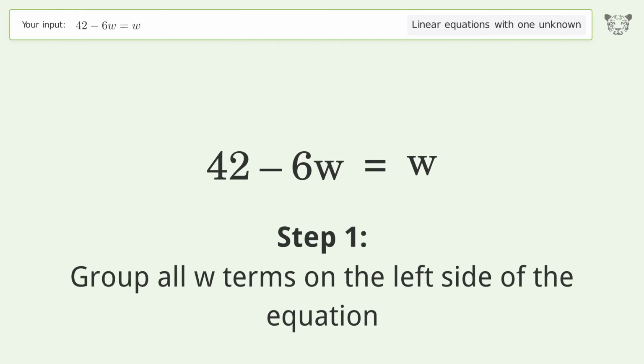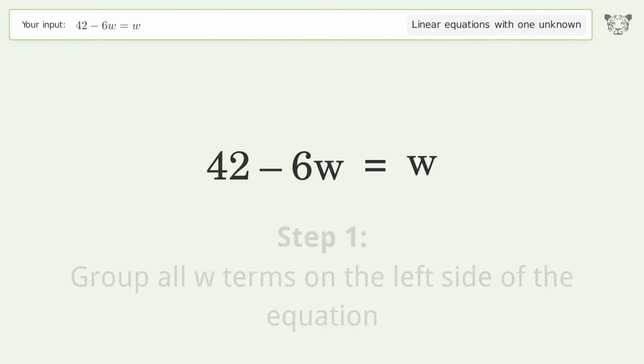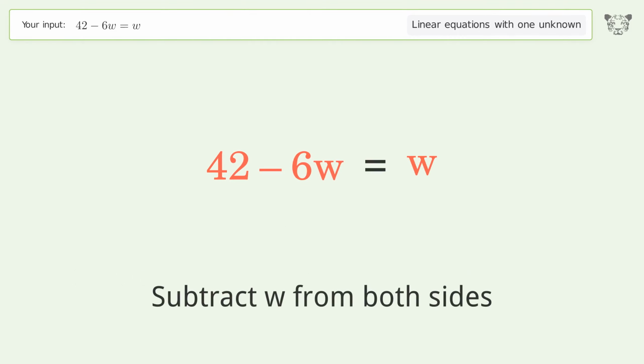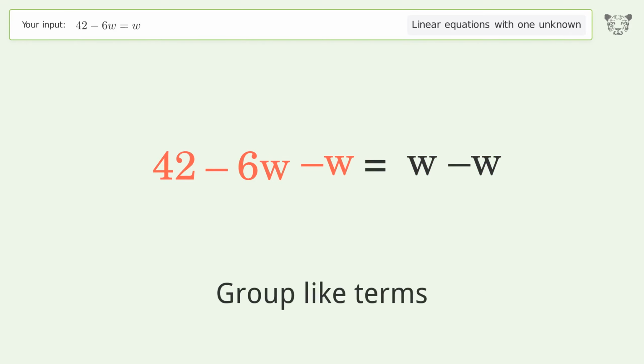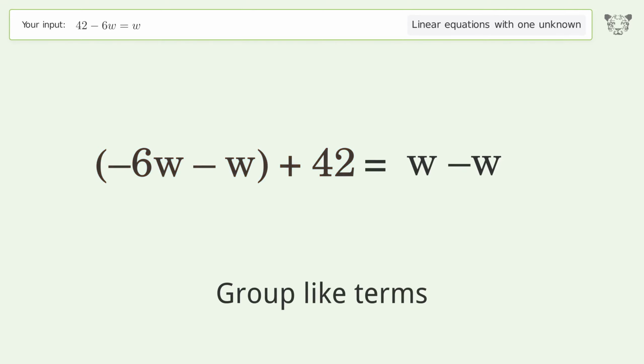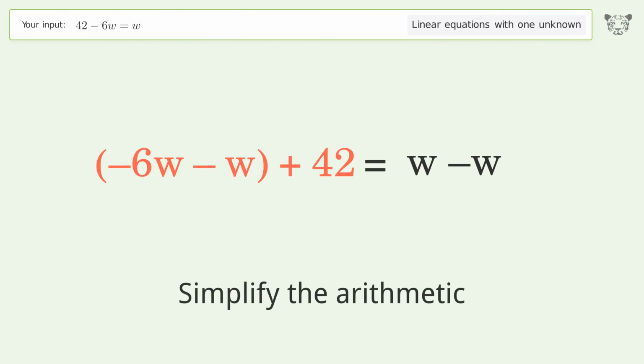Group all W terms on the left side of the equation. Subtract W from both sides. Group like terms. Simplify the arithmetic.